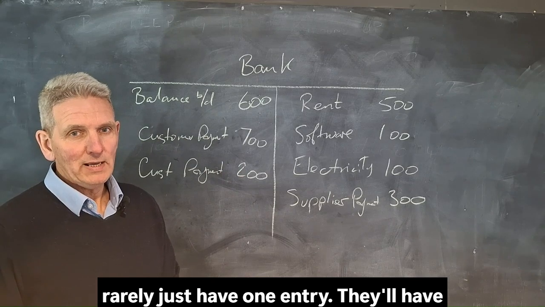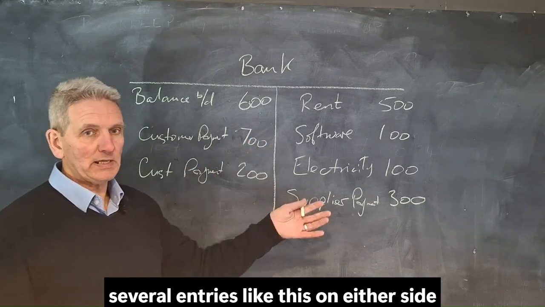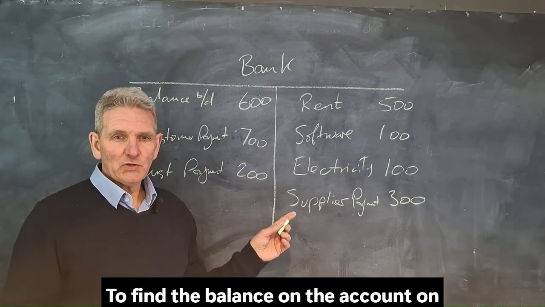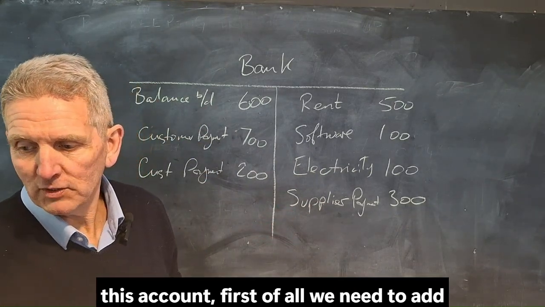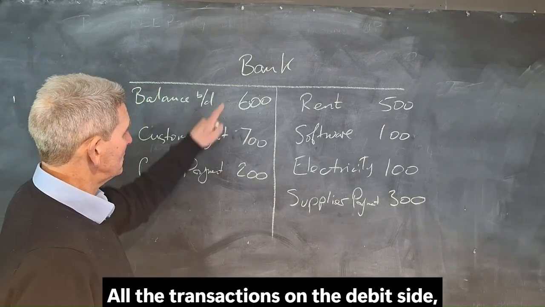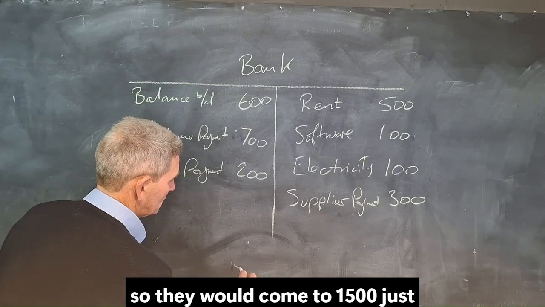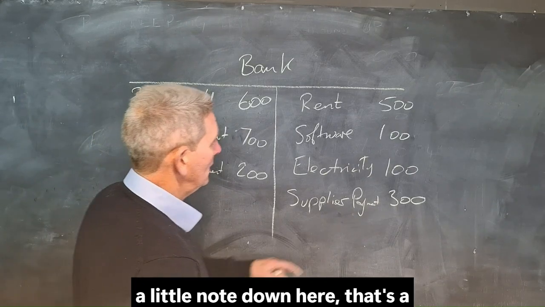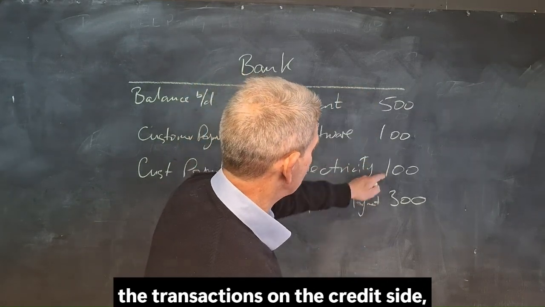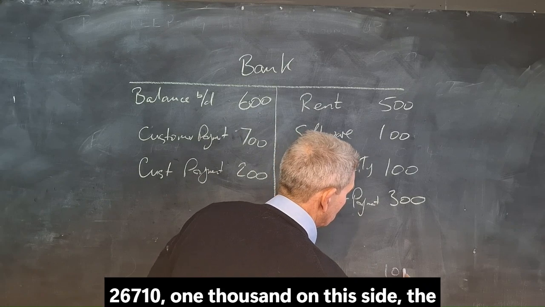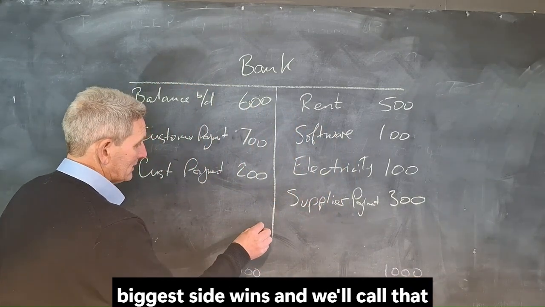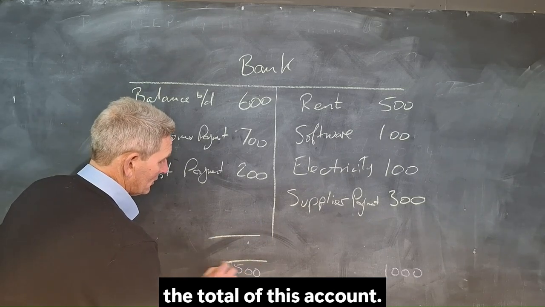Real accounts rarely just have one entry. They'll have several entries like this on either side of the account as we go through the month. To find the balance on this account, first of all, we need to add up all the transactions on the debit side. So they would come to 1,500. Just a little note down here. That's a note. And add up all the transactions on the credit side. 5, 6, 7, 10. 1,000 on this side. The biggest side wins. And we'll call that the total of this account.